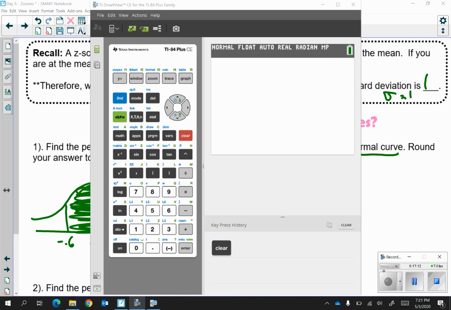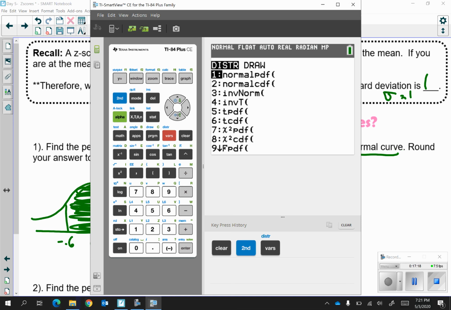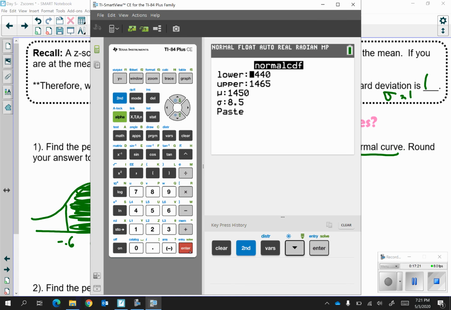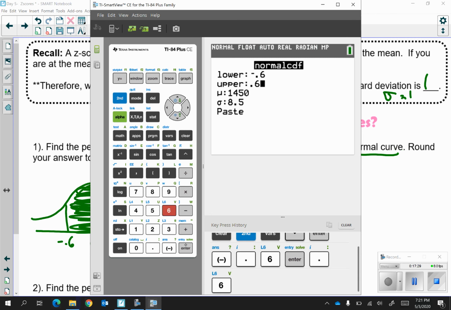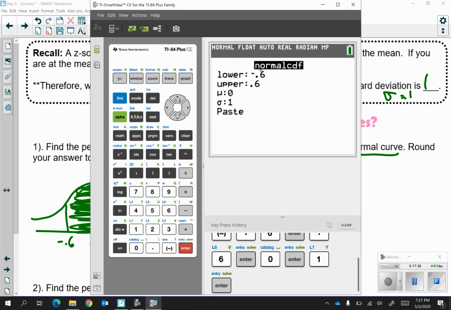Your mean is 0, and your standard deviation is 1. So again, on your calculator, you're going to go to second vars because that's where it says distribution. You're choosing normal CDF, and we're going to input our information. Please make sure you use the negative instead of the subtraction sign. If you're getting an error, that's probably why. Also, if you're getting an error, it could be because you switched your lower and your upper. If you put the negative 0.6 in the upper section, you won't get an answer.